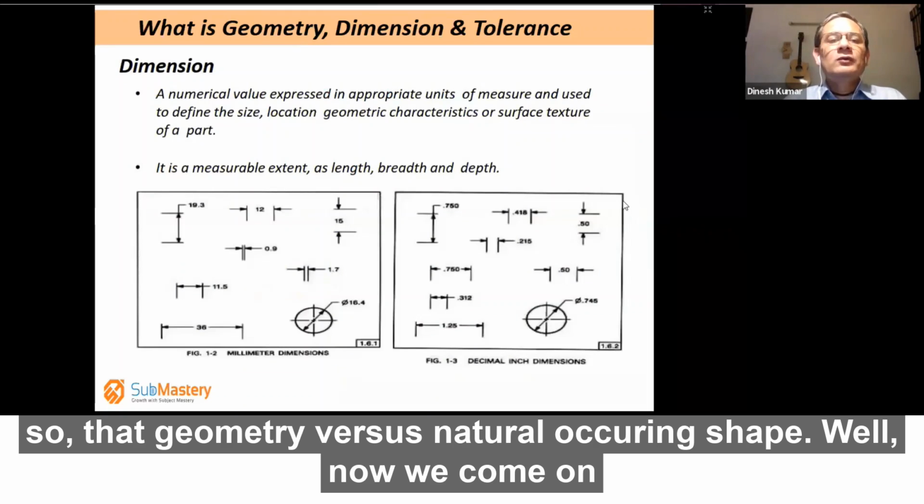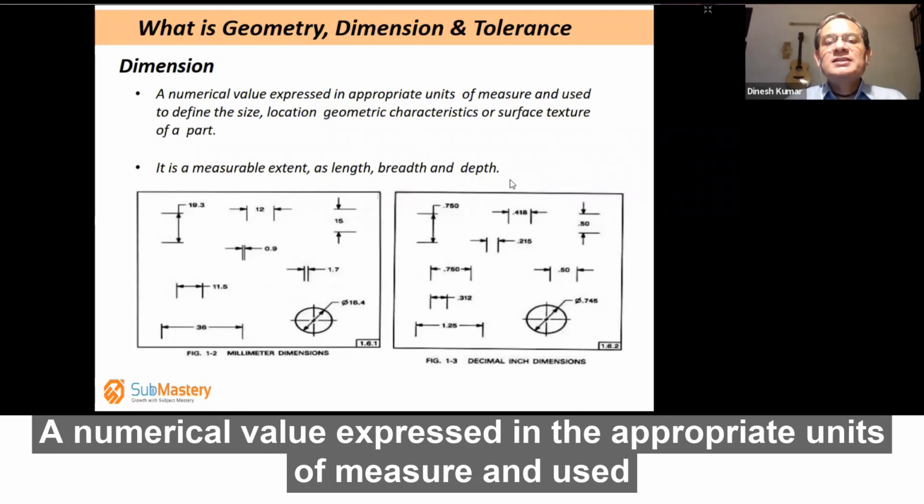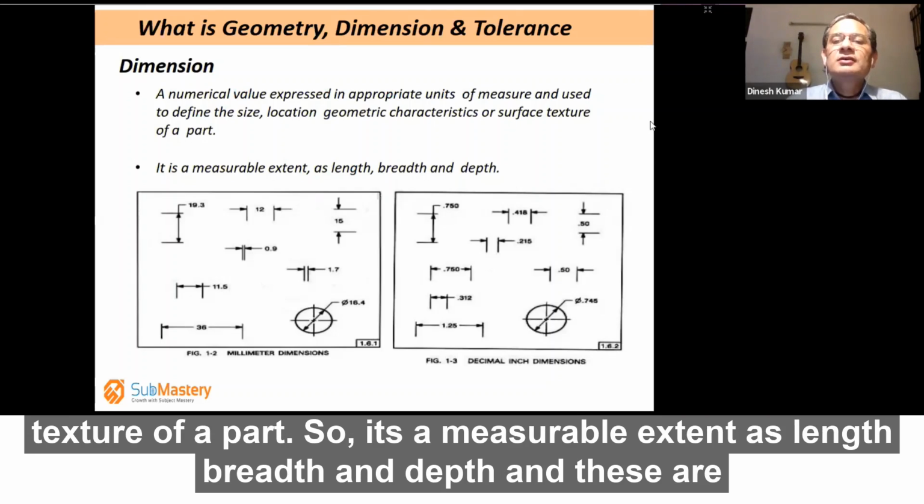Well, now we come on to dimension. A dimension, as we all know, but still we'll be covering it, is a numerical value expressed in the appropriate units of measure and used to define the size, location, geometric characteristics, or surface texture of a part. So it's a measurable extent as length, breadth, and depth.